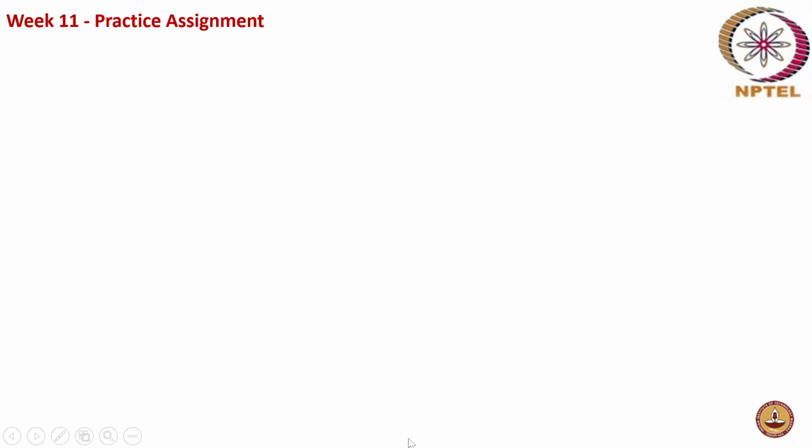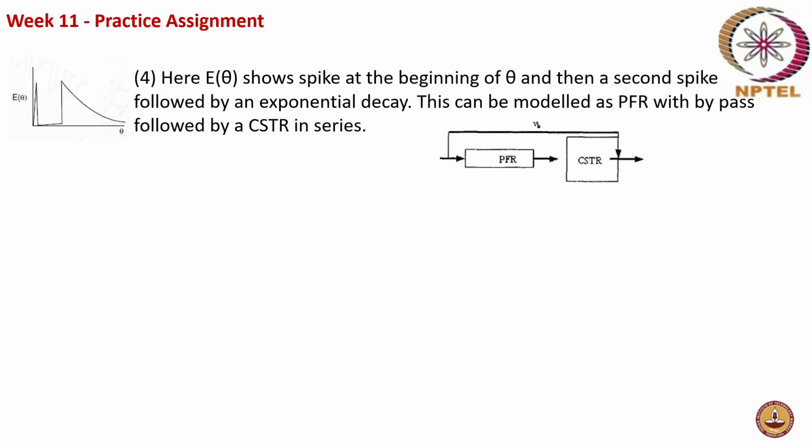Okay. Now let's look into the final curve. In this curve, this is again an E theta curve, there is an initial spike and then the value drops down, and then after a certain point of time we find a spike and an exponential decay. So how can we model this?